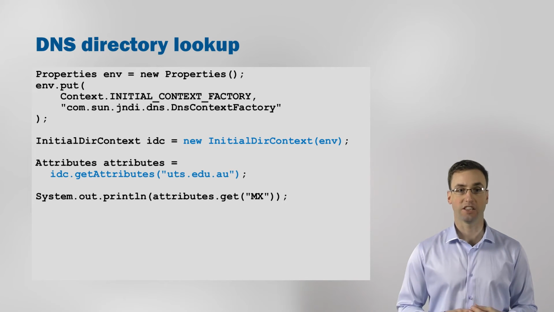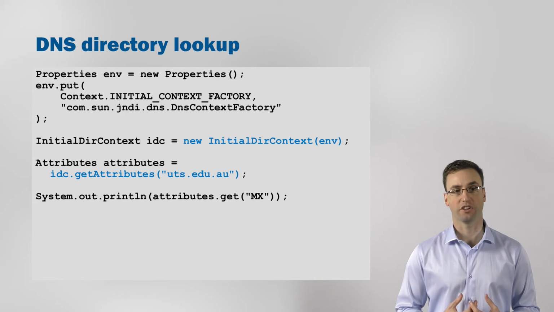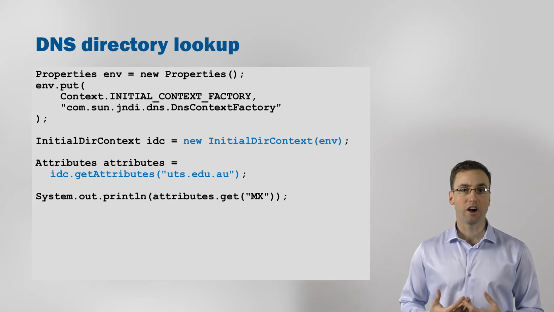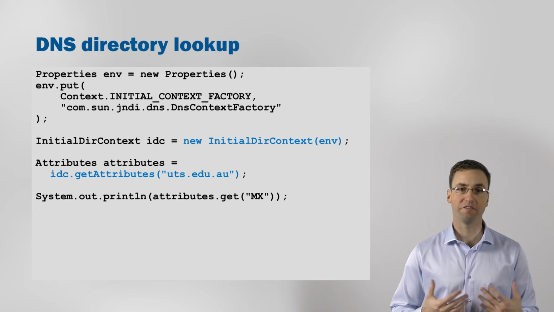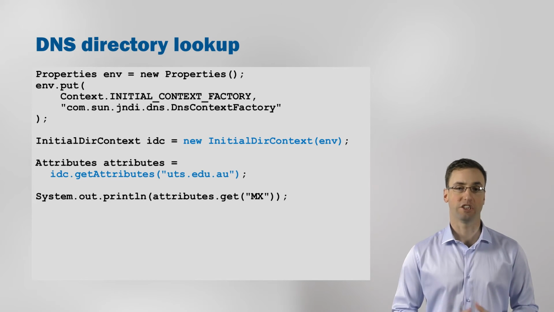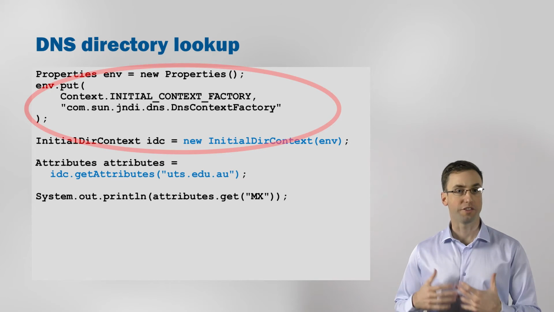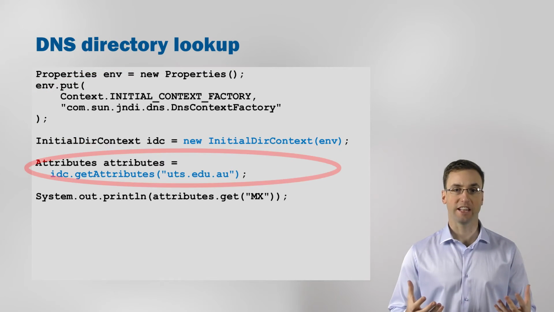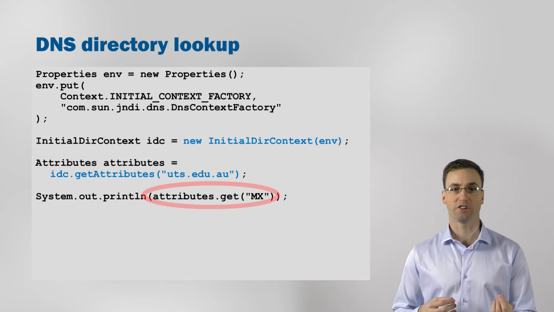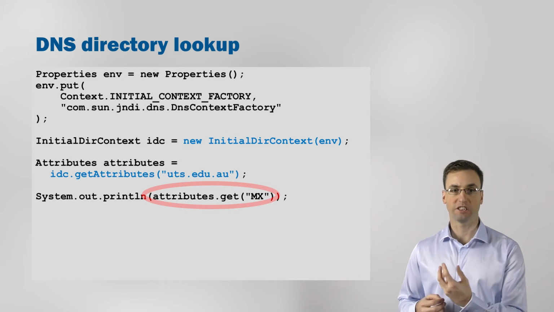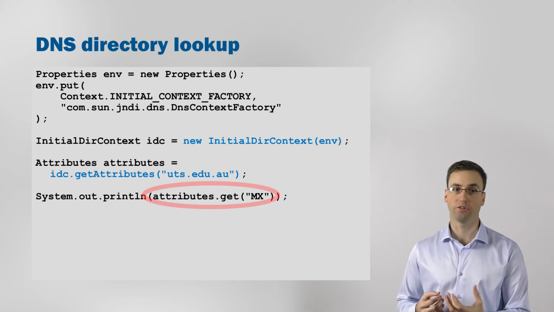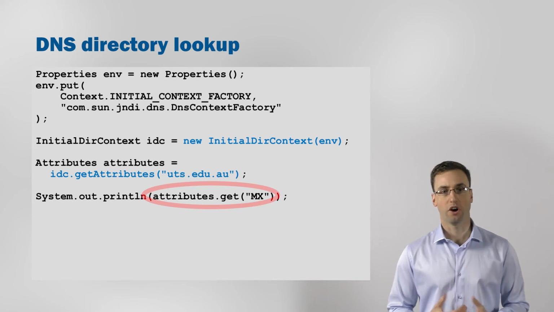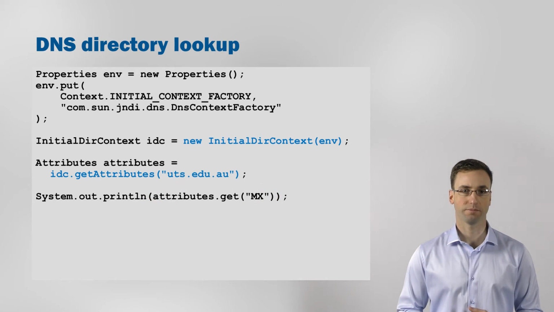Now, JNDI is a general purpose protocol, and we can use it even without an application server. This is an example of how we might use JNDI to do advanced DNS queries in ordinary Java code. Note that you first need to create an initial directory lookup context, then you fetch the attributes of the domain name, and then finally retrieve the value of a particular attribute. Here I'm retrieving the MX or mail exchanger record, and this will find the IP address of the university's email servers.